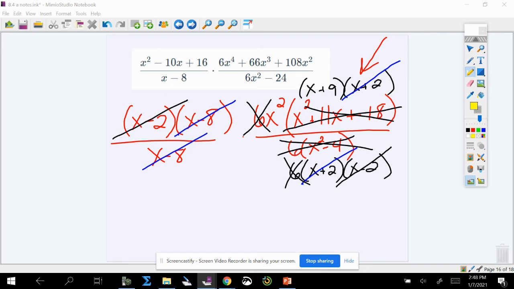What's left? So I still have an x squared, and I still have an x plus 9. And that's actually it. I don't have anything left on the bottom. So my final answer is going to be an x squared times an x plus 9. And you can distribute it if you want to, or you can leave it like that. Since there's nothing left in the denominator, you don't have to put anything, or you could put it over 1.